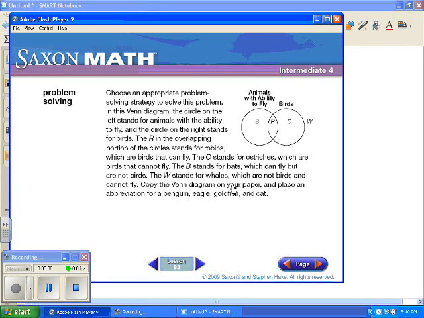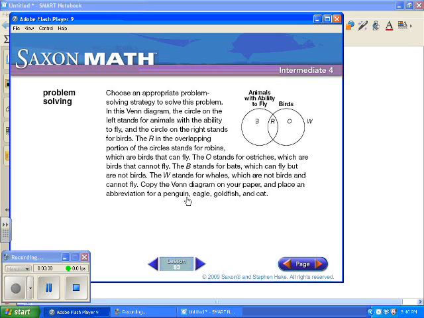It says copy the Venn diagram on your paper, but we're going to do it right up here and place an abbreviation for a penguin, an eagle, a goldfish, and a cat. Okay, let's start with the most obvious, or two of the most obvious here. The cat. It's not a bird, can't fly. It's going to go on the outside. What about the goldfish? Can't fly. It's not a bird. So the goldfish and the cat go on the outside.